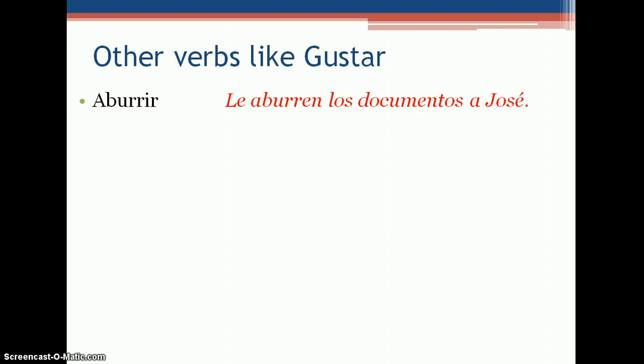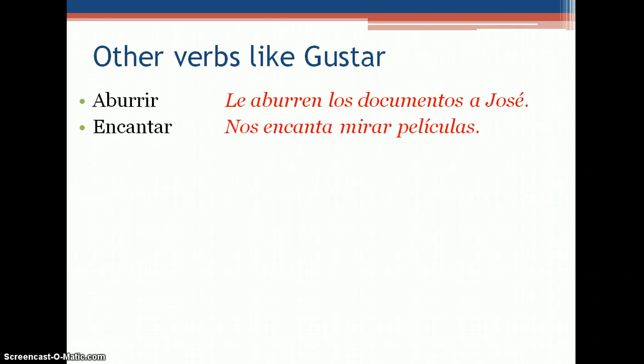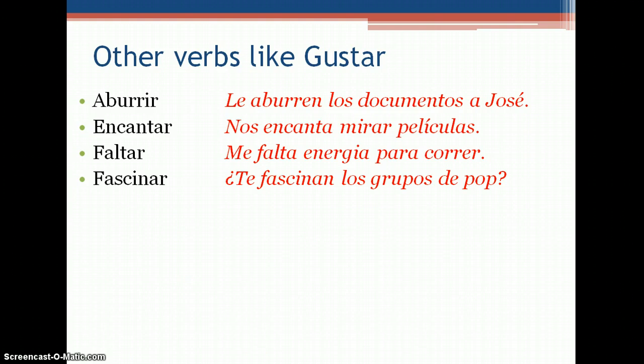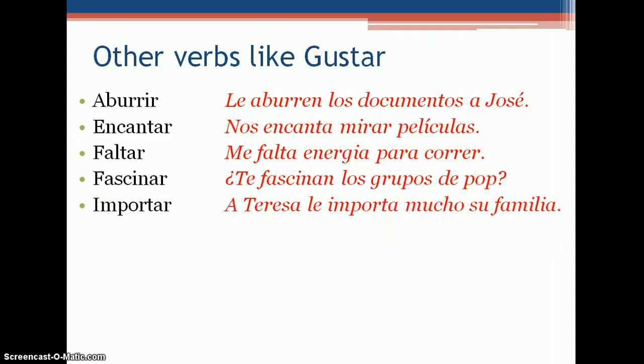José's bored by the documents. Encantar, nos encanta mirar películas. We love watching movies. Faltar. Me falta energía para correr. I don't have the energy to run. Fascinar. ¿Te fascinan los grupos de pop? Are you fascinated by pop groups? Importar. A Teresa le importa mucho su familia. Teresa's family is very important to her.